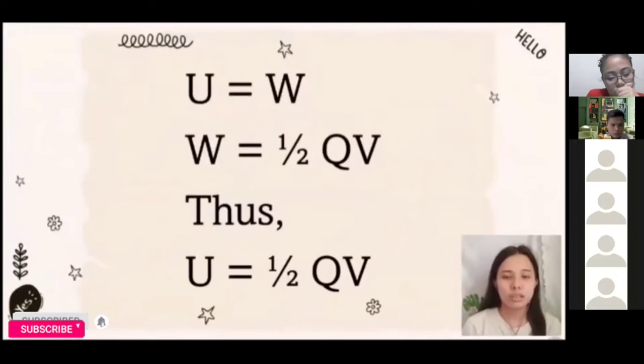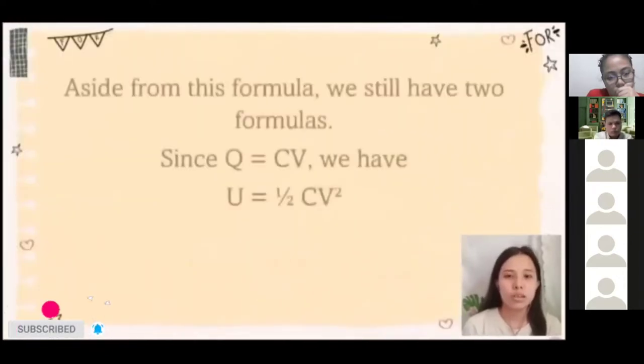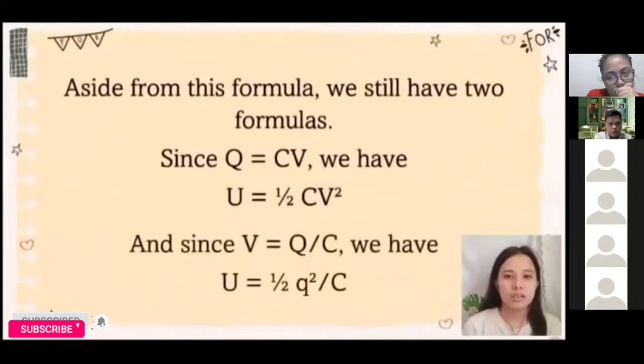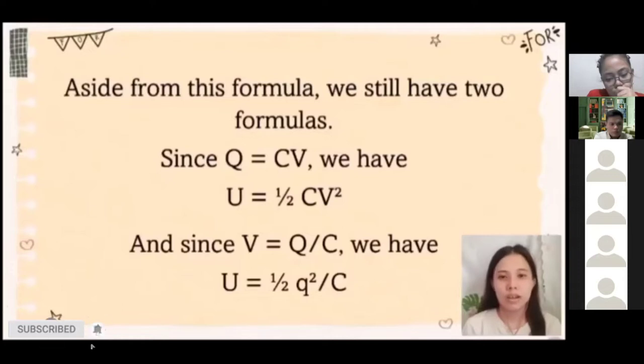So the formula for energy stored in a capacitor is U equals 1/2 times the electric charge times the electric potential difference. Aside from this formula, we still have two formulas we can use to calculate the energy stored in a capacitor. The second formula is formulated by substituting the Q, which is the electric charge, with C times V. C is the capacitance and V is the electric potential difference, since Q is the product of C and V.